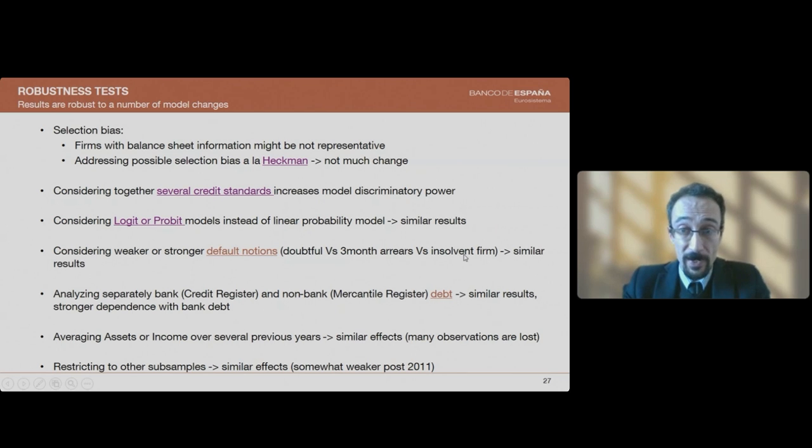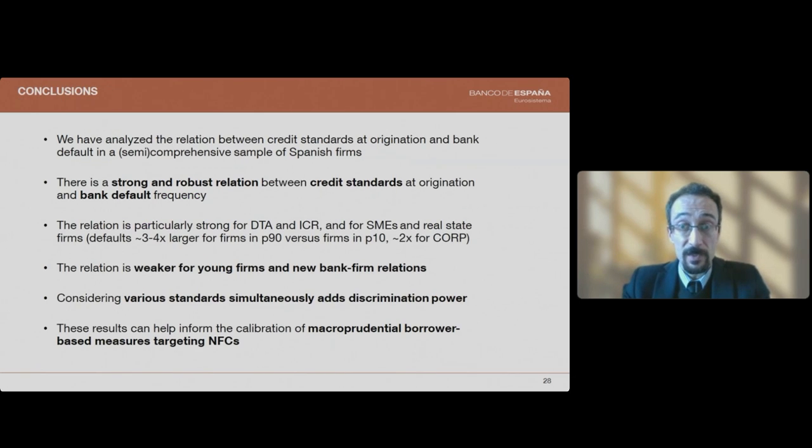We compare analyzing bank and non-bank debt separately, and we find that they both have strong associations, but the association of bank debt is stronger. And if we look at different subsamples, we also find association in every case, although it's somewhat weaker post 2011. And with this, I reach my conclusions.